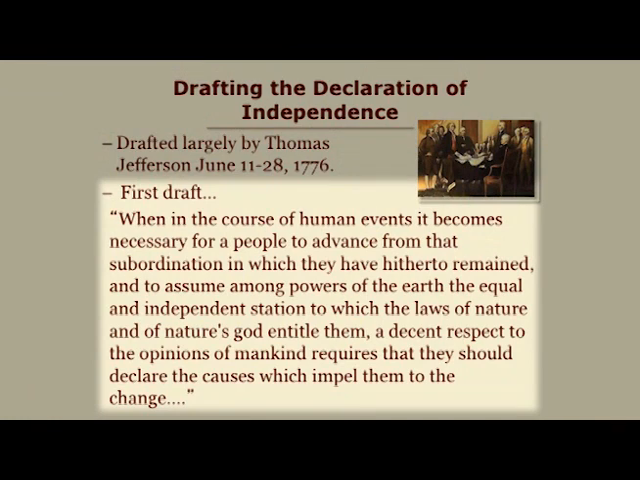Here's the first draft. "When in the course of human events it becomes necessary for a people to advance from that subordination in which they have hitherto remained, and to assume among powers of the earth the equal and independent station to which the laws of nature and nature's God entitle them, a decent respect to the opinions of mankind requires that they should declare the causes which impel them to the change." It's a little bit vague, isn't it? I think that we need to have a little stronger Declaration of Independence, and that was pointed out, and the committee worked on the Declaration of Independence, and it became a much more powerful document.